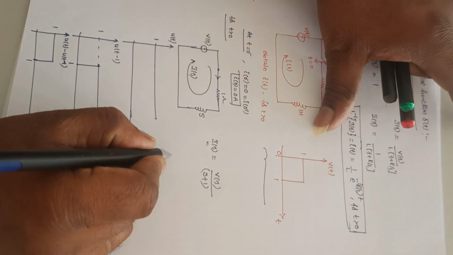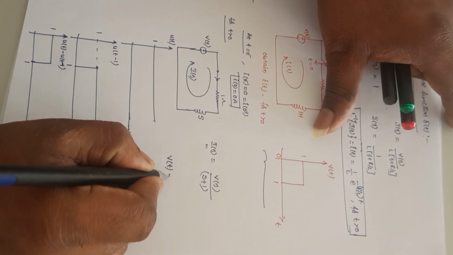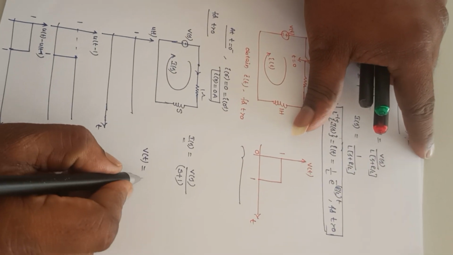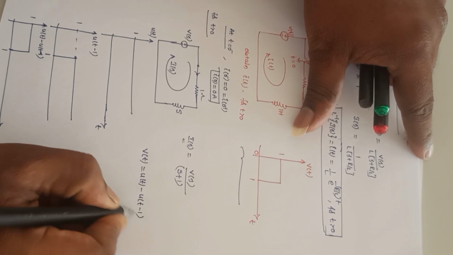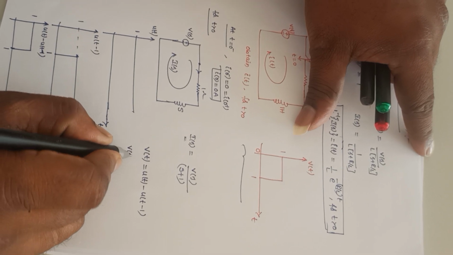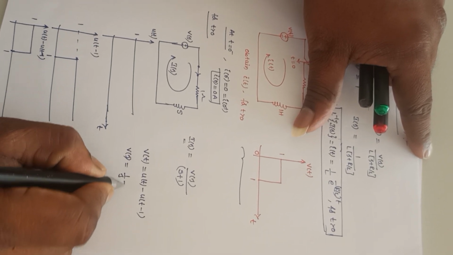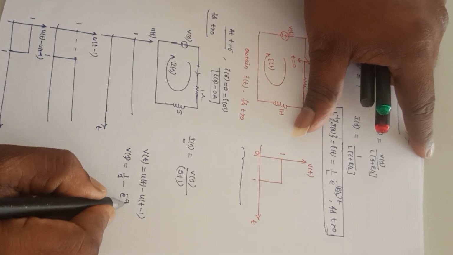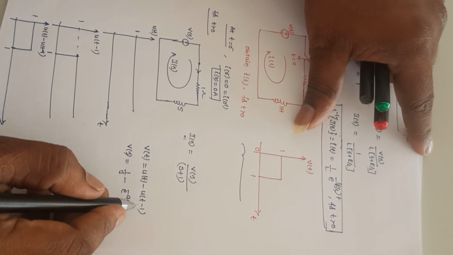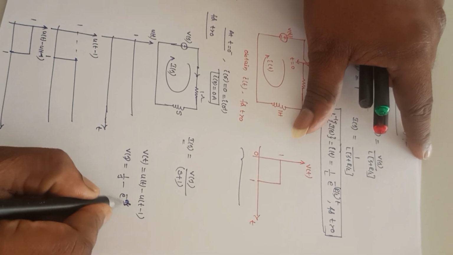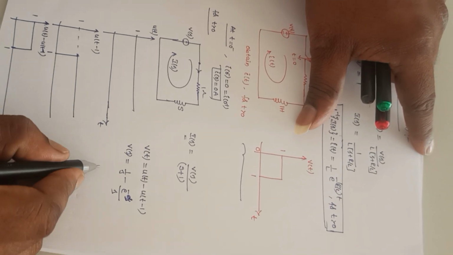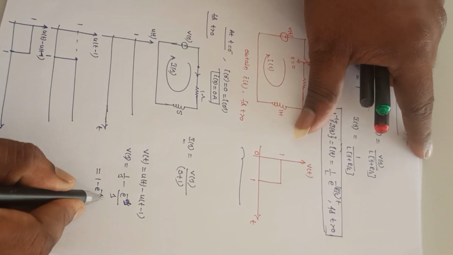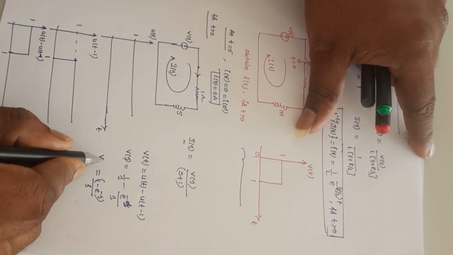So finally, whatever signal he has given as an excitation, v(t), is equal to u(t) minus u(t minus 1). So V(s) is equal to 1 by s minus e power minus s, since the shift value here is 1, divided by s. So it is (1 minus e power minus s) divided by s. So this is V(s).